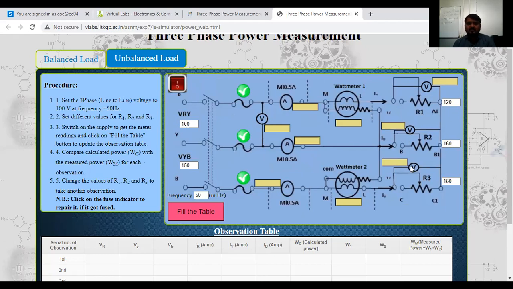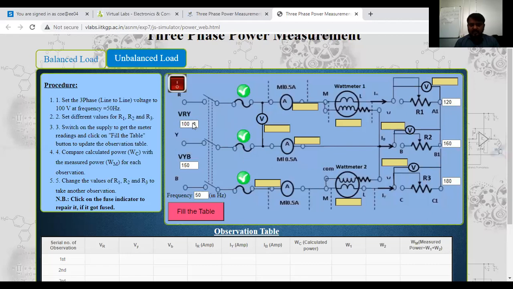So the formula is 3 V phase, I phase we have to use. I phase is nothing but this one here. The phase current for the star connection will be same, but the voltage is not same here now. The phase voltage is different. So phase 1 power, phase 2 power, phase 3 power you have to calculate. Then you have to add that one. It should be equal to the W1 plus W2 here.